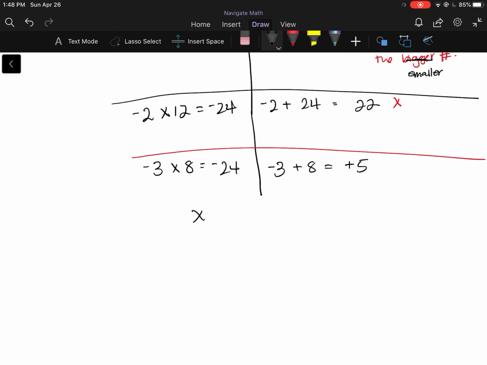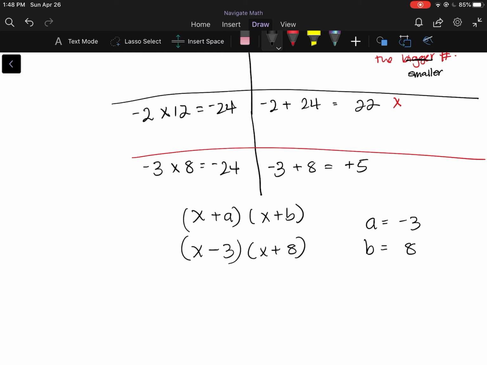So now I need to put it into factored form. So remember that factored form is x plus small a times x plus small b, where small a equals negative 3 and small b equals 8. So that means I have x minus 3, since the 3 is negative, times x plus 8. And this is my factored form. So this would be my answer. This is my factored form.